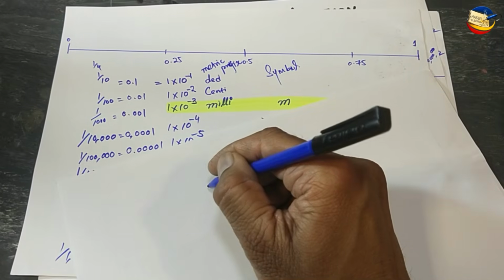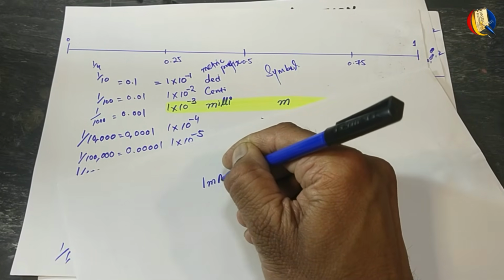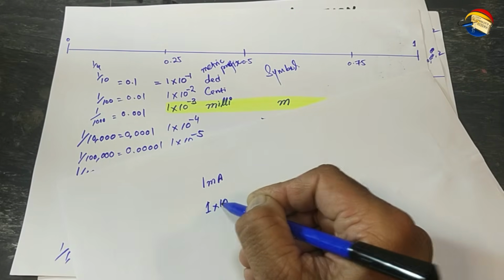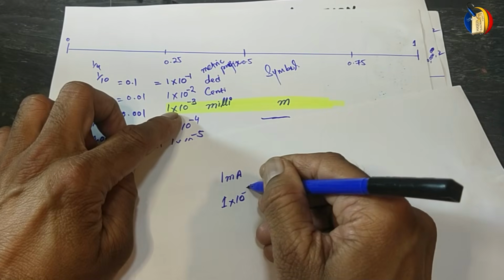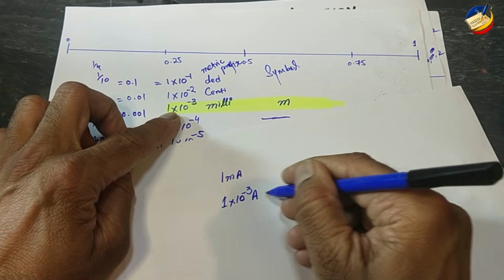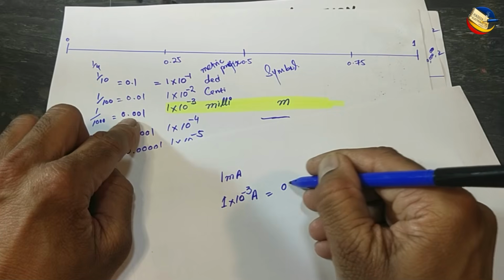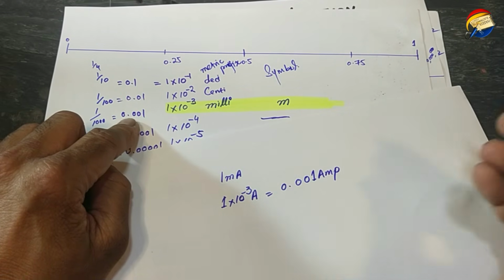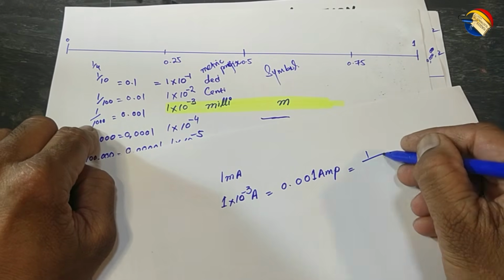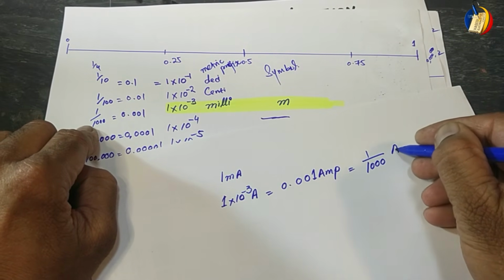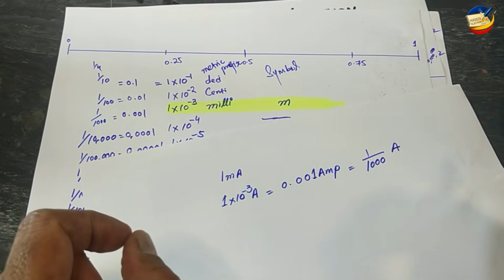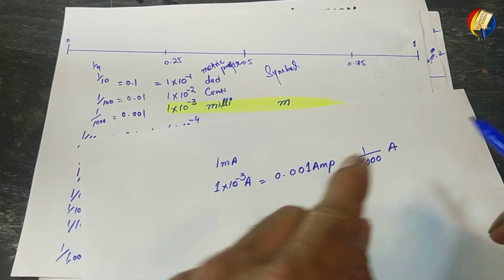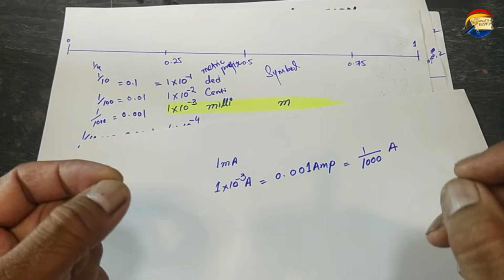If I say 1 milliampere, that means 1 into 10 raised to the power minus 3 ampere, or 0.001 ampere, or 1 over 1000 ampere. If we divide 1 ampere into 1000 pieces, one piece out of 1000 is called 1 milliampere.